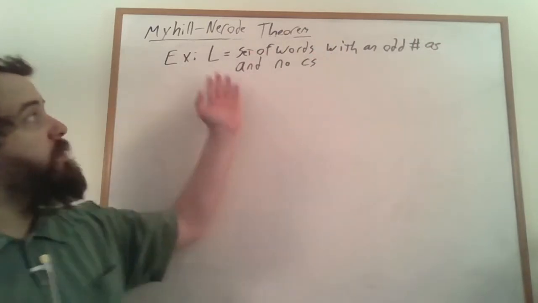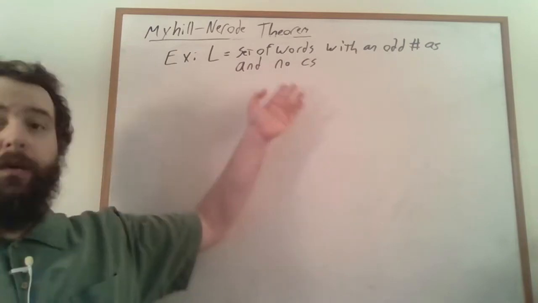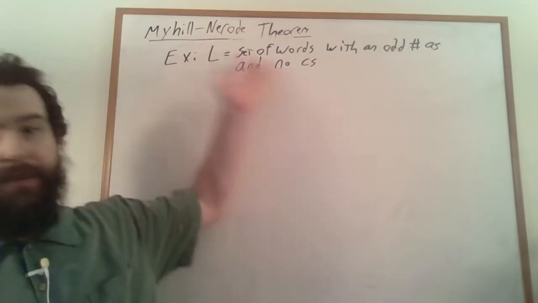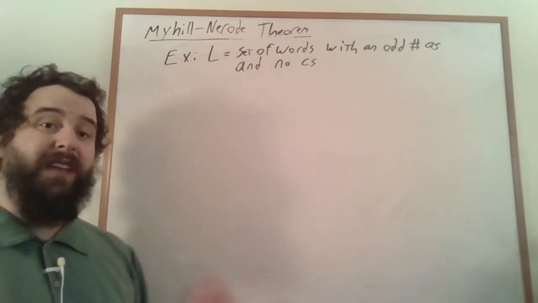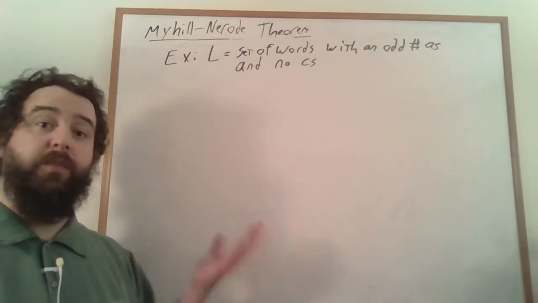Let's go back to our language, which consists of the set of words with an odd number of A's and no C's in them. So we're going to add C back into our alphabet, but we're still not going to want to have any words that have C's in them. We can then make a chart to try to discover the Myhill-Nerode equivalence classes for this particular language.